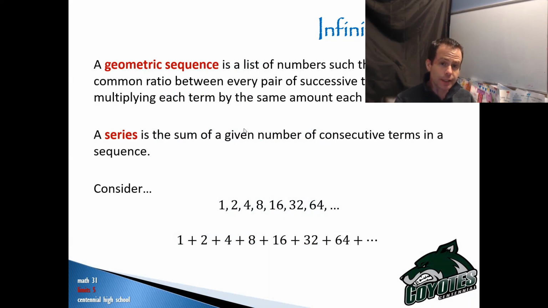Now, a series is the sum of a given number of consecutive terms in a sequence, okay? So where the sequence is just the terms, if I start adding all those terms together, now I would have a sum. So consider 1, 2, 4, 8, 16, 32, 64. You can see my common ratio there is 2. I'm multiplying by 2 every time. And then if I wanted to look at it as a series, I'd be looking at the bottom one. Now I'm saying 1 plus 2 plus 4 plus 8, and so on and so forth.